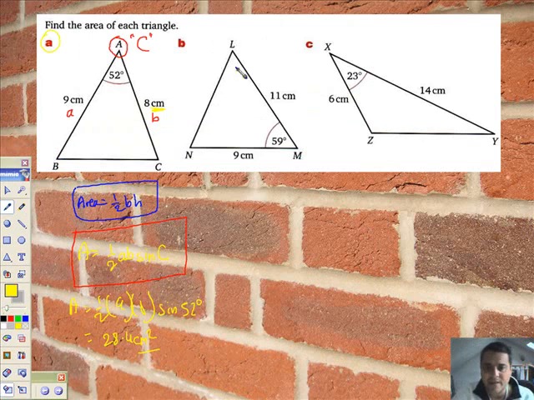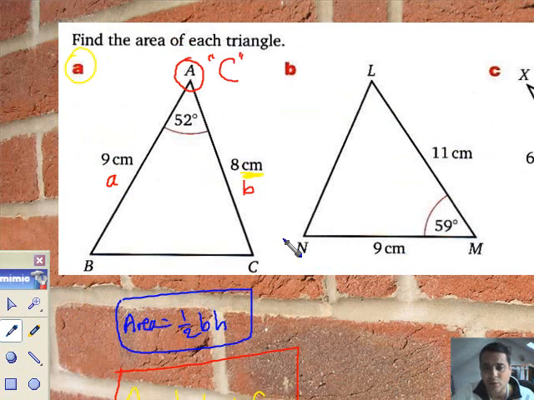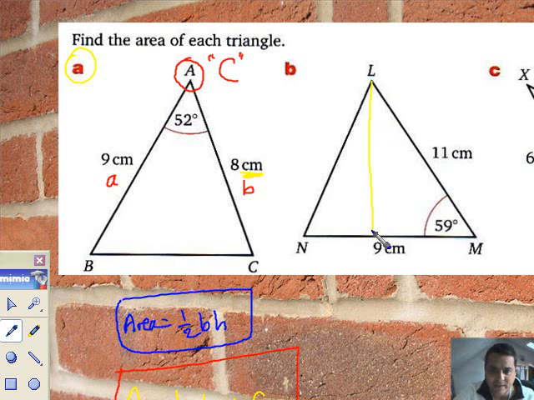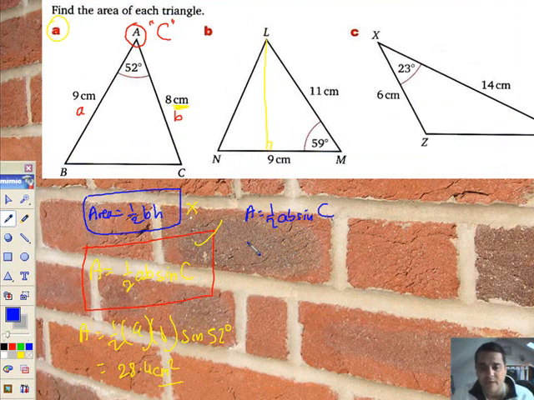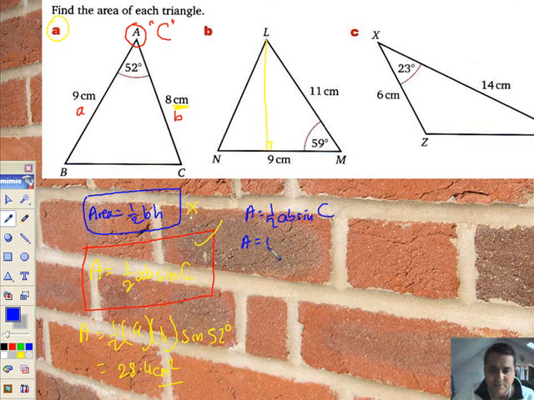Again, this has been swivelled round. This might look like a base to you, and in fact it can be the base. But if we draw a line down there, we don't know what the height is, so we can't use half base times height. If you're confronted by one of these in Unit 3, the chances are you need to use this formula and not that one. So again, area equals half AB sine C. No marks for quoting that, but you will get marks for substituting correctly.